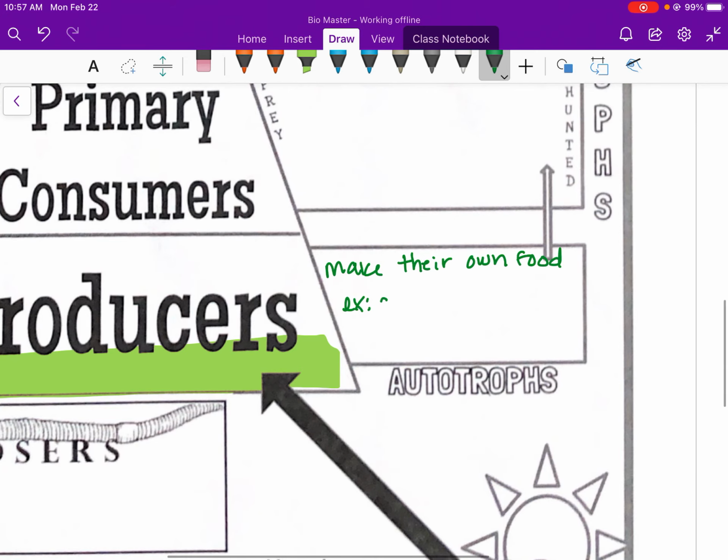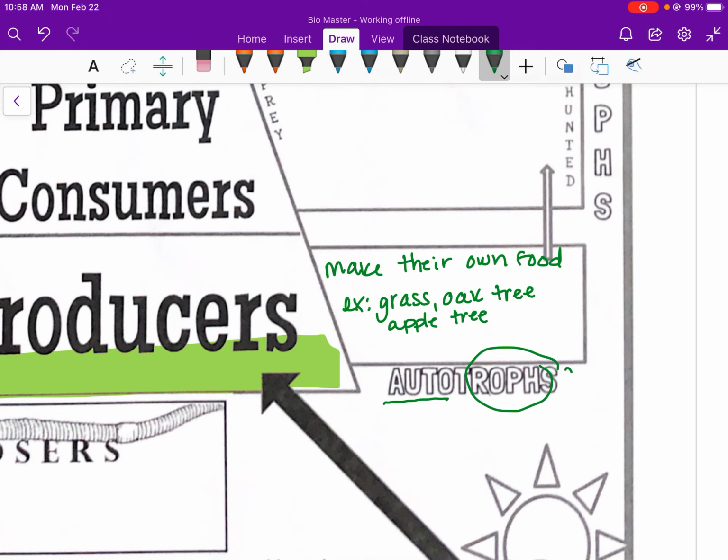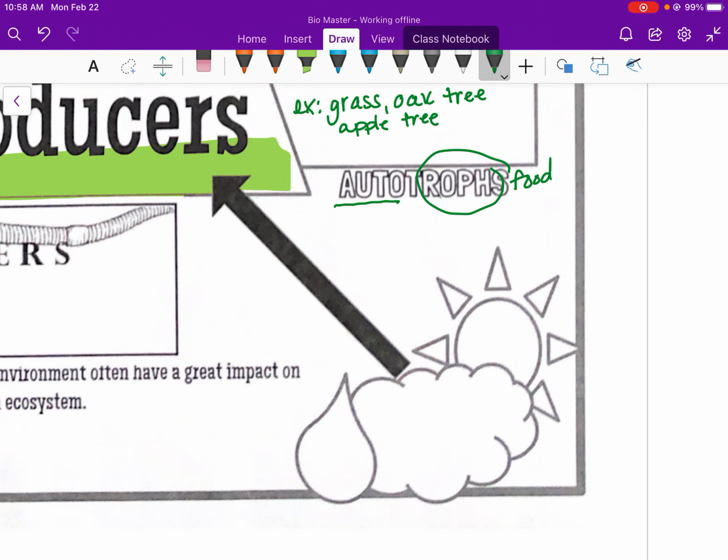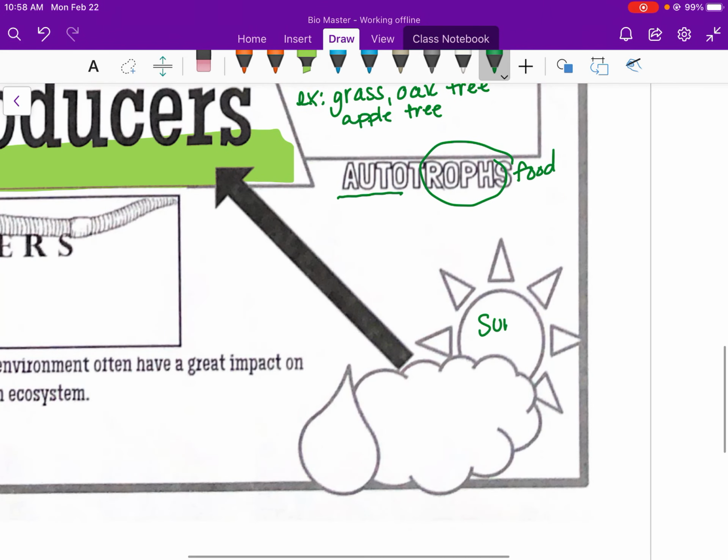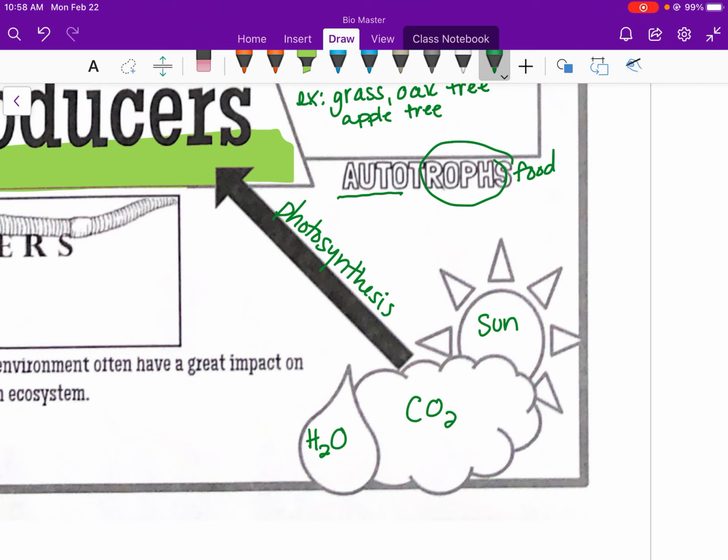So examples of this would be grass, it could be an oak tree, it could be an apple tree. We call these things autotrophs. So when we talk about trophic levels, this has to be related to food. So autotrophs automatically create their own food, and where they get it from is a combination of sunlight, carbon dioxide, and water, which they convert via photosynthesis into a usable food product.